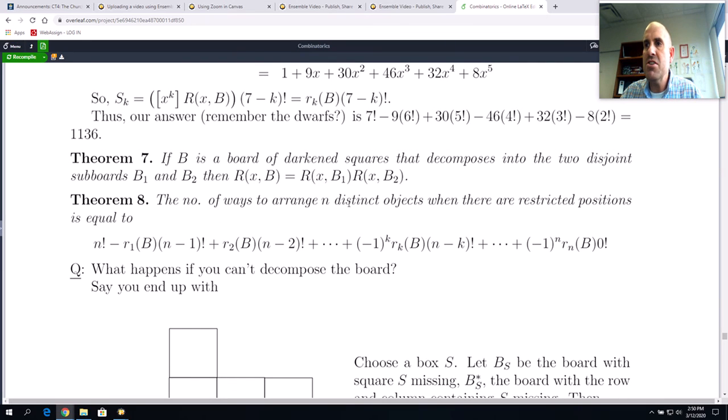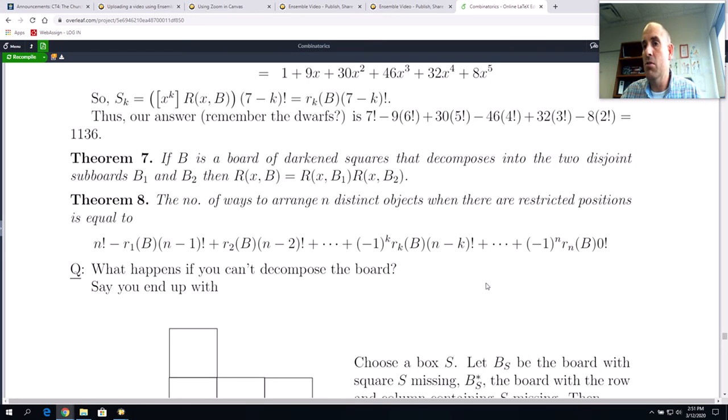The number of ways to arrange indistinct objects when there are restricted positions, which is basically like the generalized dwarf problem and job problem, dwarves and jobs, is just this. N factorial, the total number of assignments, minus R1 of B times N minus 1 factorial plus R2 of B times N minus 2 factorial, etc., where B is just the board of darkened restricted positions. That's it. And so this is the formula that you end up with from the principle of inclusion-exclusion. Okay? And man, that's it. There's the formula right there. Rook polynomials help you count these Rook numbers.